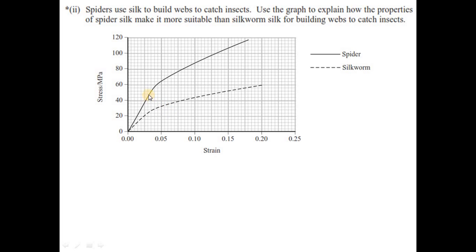That means it has a large limit of proportionality. So that means spider silk has a higher elastic limit than the silkworm silk. So higher elastic limit means it can bear a large amount of stress and can return to the original shape if it is removed.